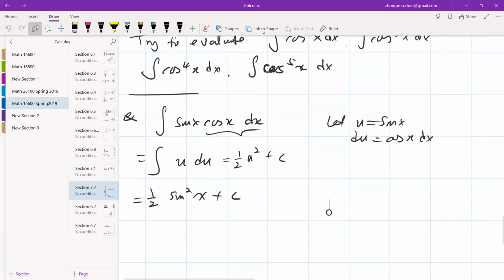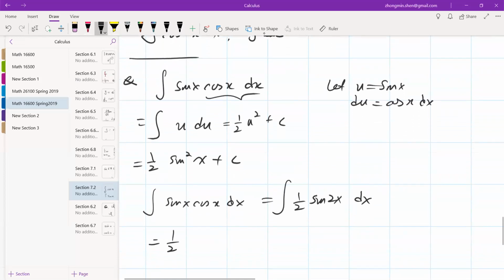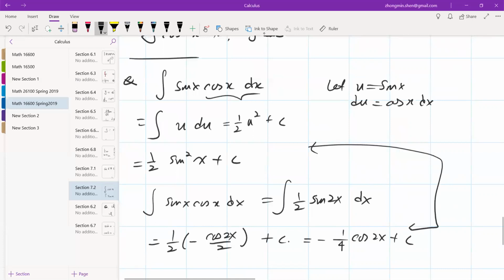Then some students say, well, wait a minute, there's maybe another way. Why? Because sine x cosine x is so special. It's going to be half of sine 2x dx, because sine 2x is 2 sine x cosine x. This is a time to review the trigonometric formulas. So the antiderivative of sine 2x will be negative cosine 2x divided by 2, plus constant. So the answer will be negative a quarter cosine 2x plus constant. You say, wait a minute, those two are different? But they're essentially the same. They only differ by a constant.